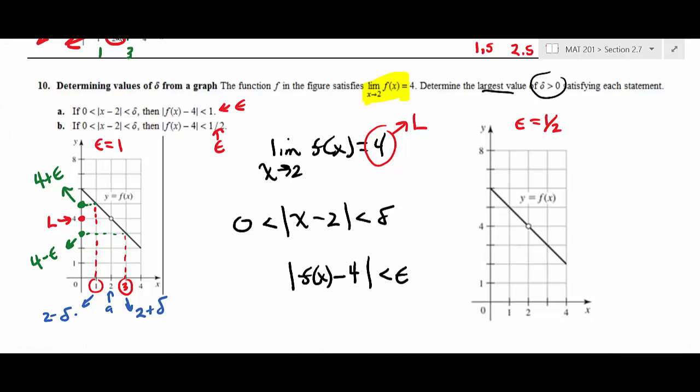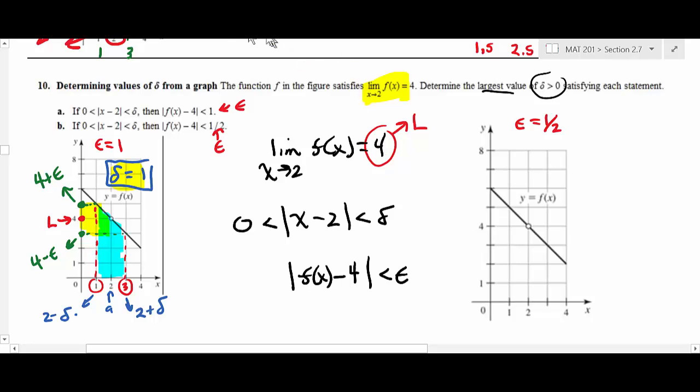So what you have is you have your epsilon belt, which I'll kind of shade in the yellow color there. And then your delta belt is going in here like that. Okay. So what we would have on this is delta would be just 1 unit above 2. So we would conclude that the largest value of delta would have to be 1. Epsilon's 1, delta's going to be 1 or less. So that's the answer to the problem.